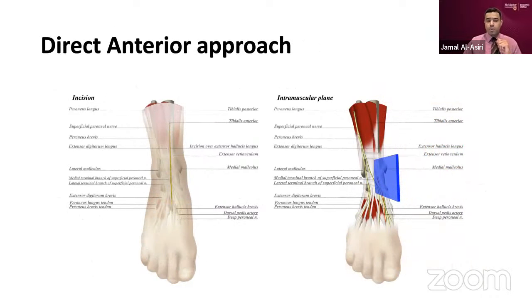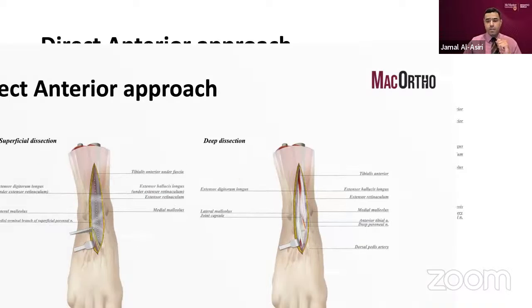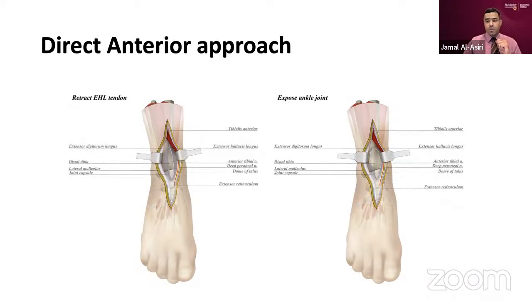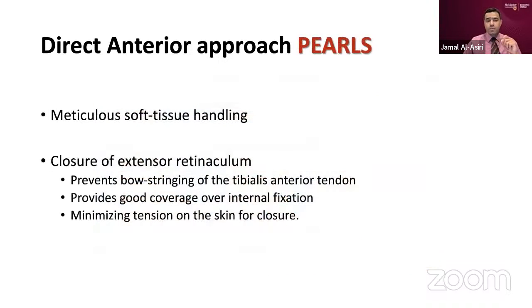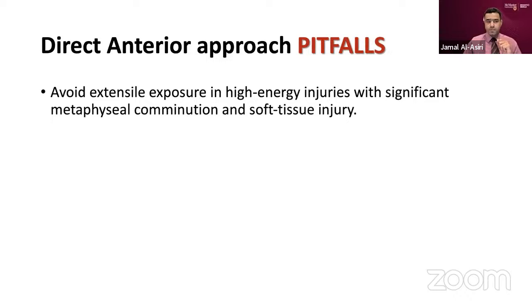We move on to the anterior approach, between the tibialis anterior, EHL, and neurovascular bundle. A couple of slides here. What we need to know about this, especially for the anterior impaction, is that you can reach it easily here. We need to do meticulous soft tissue handling. We need to close the extensor retinaculum to prevent bowstringing of the anterior tendons and provide good coverage over the internal fixation and minimize tension of the skin for closure.